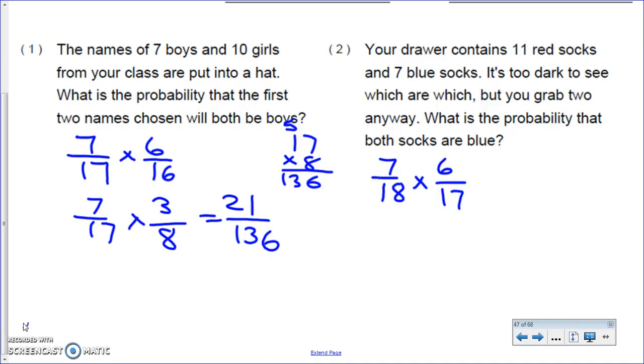Right, and on this one we can cross-simplify 7 and 17. We can't do anything with those, but 6 and 18 are both divisible by 6. So we're going to divide them by 6, and we'll get 6 divided by 6 is 1, and 18 divided by 6 is 3. Now we just need to multiply across. So we get 7/51 as the probability that both socks you choose will be blue.